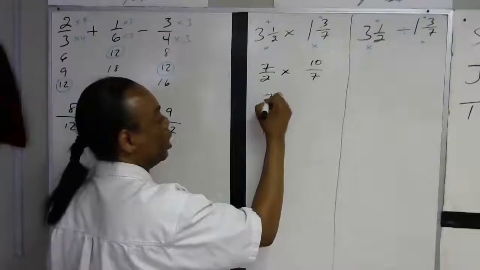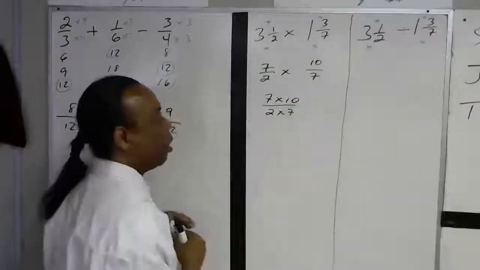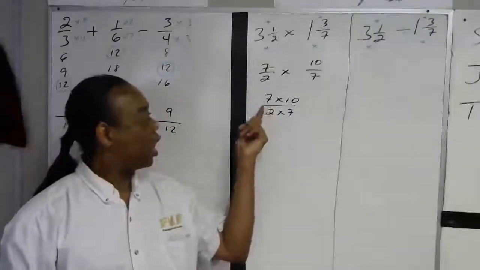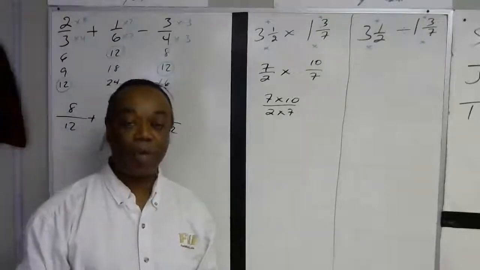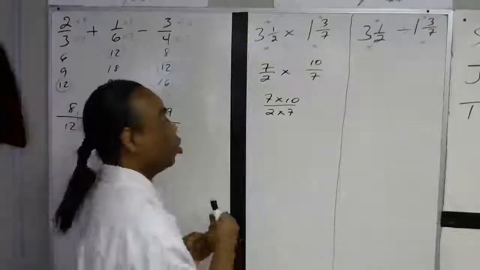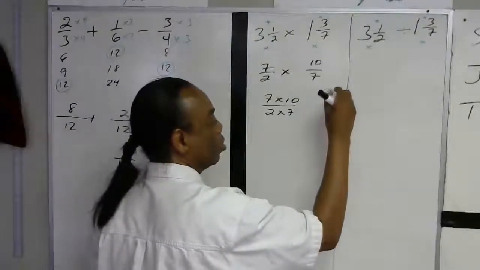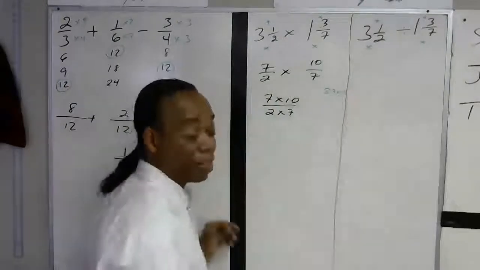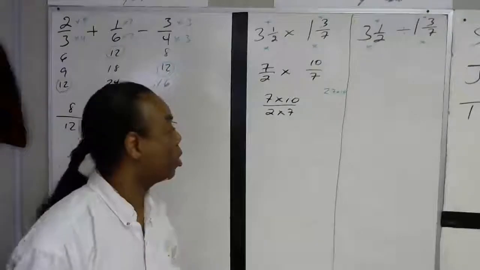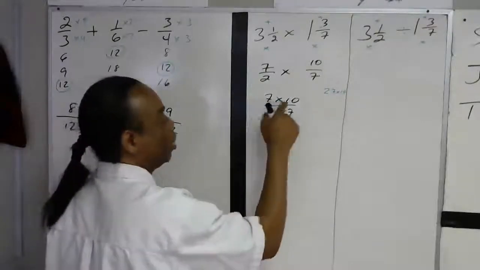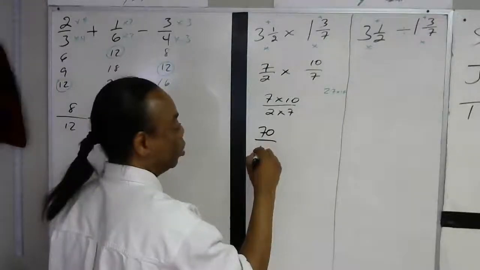Okay, so now we have multiplication. We can multiply 7 times 10 and 2 times 7. Now I'm noticing already that I can divide both of these by 7. I can divide both of these by 2. So keep in mind, we can divide by both 2 and 7. When you combine the 2 and the 7, it means that we can divide by actually 14 at the end. So again, remember, we can divide by 2 and 7. So 7 times 10 is 70, and 2 times 7 is 14.